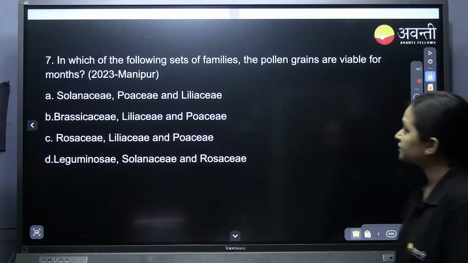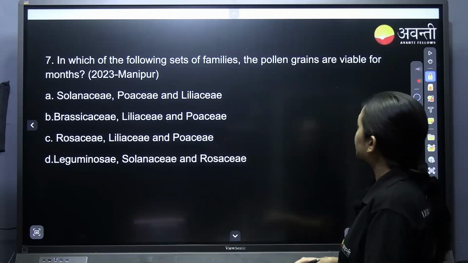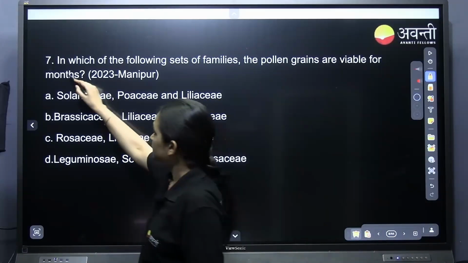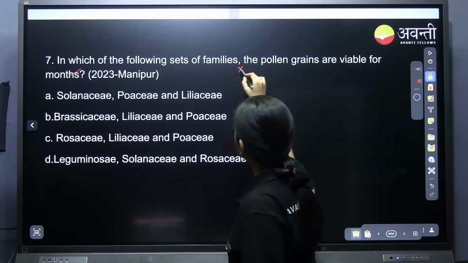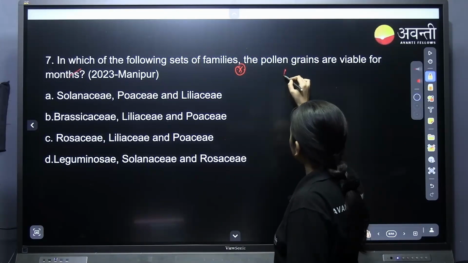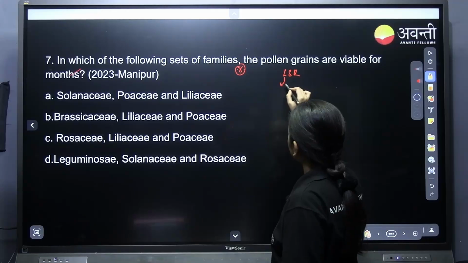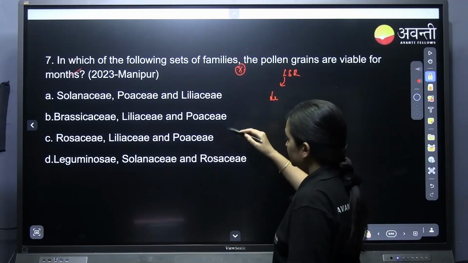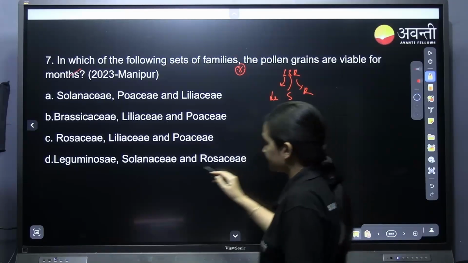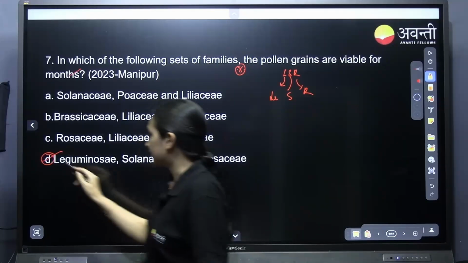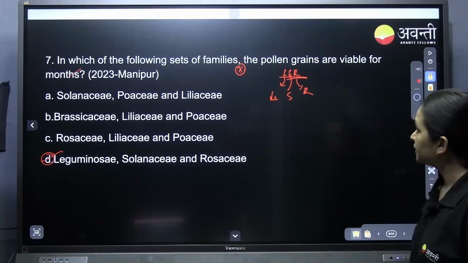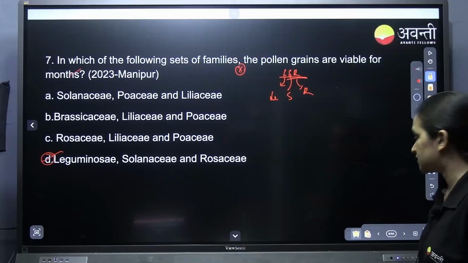In which of the following sets of families the pollen grains are viable for months? For months. This question has come multiple times. You always remember as LSR. Option D. Yes. Leguminosae, Solanaceae and Rosaceae. Option D for Delhi is the correct answer. Always remember as LSR, that is Leguminosae, Solanaceae and Rosaceae family.